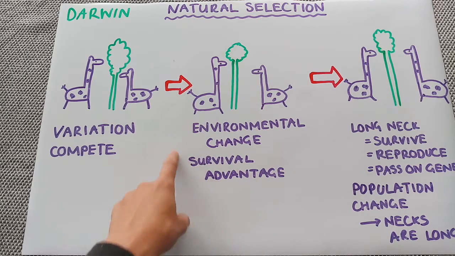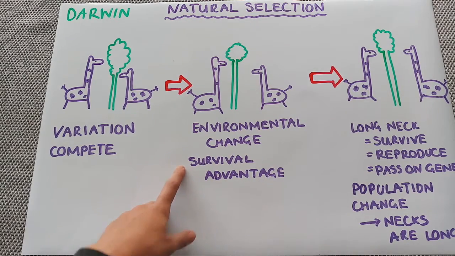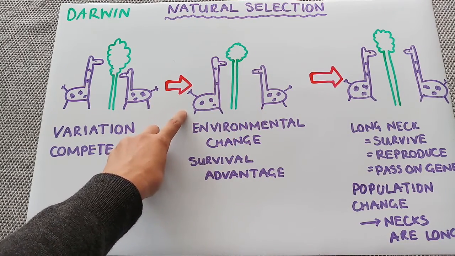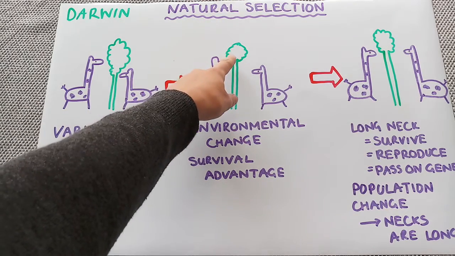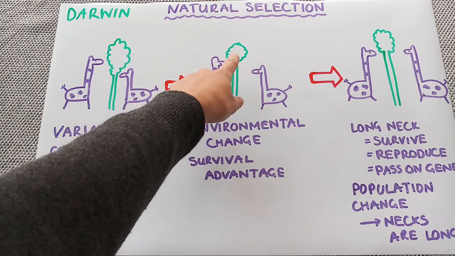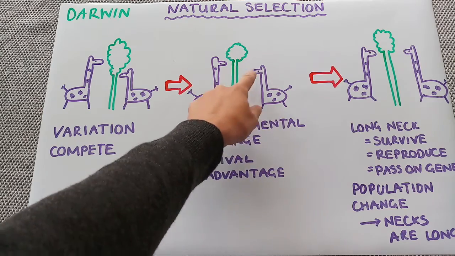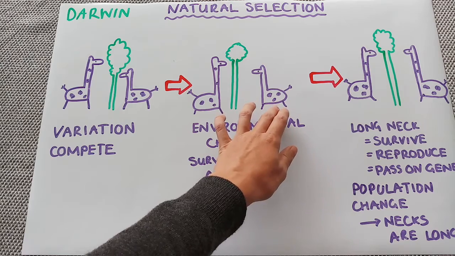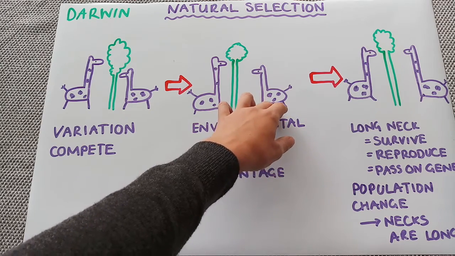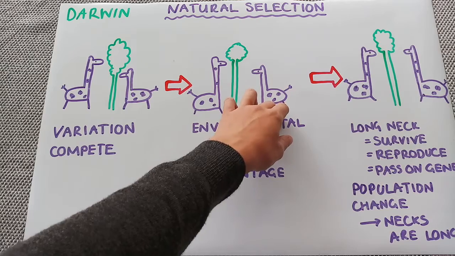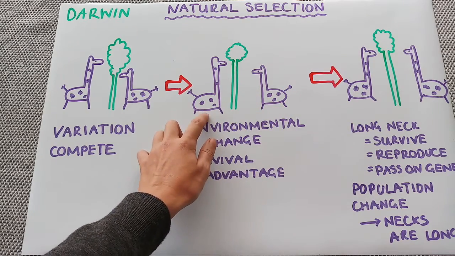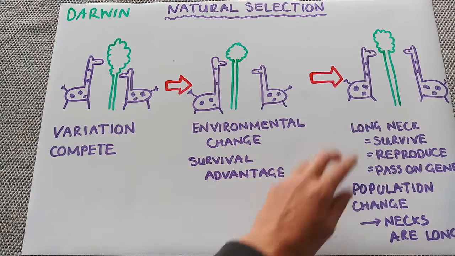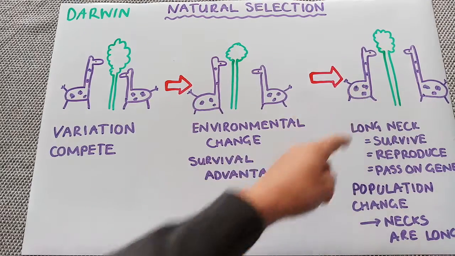So this environmental change gives a survival advantage to one of these variations, and in this case the long-necked giraffe has the survival advantage because it is able to reach these top leaves on the tree. These ones with the shorter necks are not able to reach the tops of the trees, therefore they will not really survive, and therefore will not reproduce and will not pass on their genes to the next generation. Whereas the long-necked giraffes will survive, they will then reproduce and they will pass on their genes, and therefore the population will change so that mostly the giraffes will have long necks.